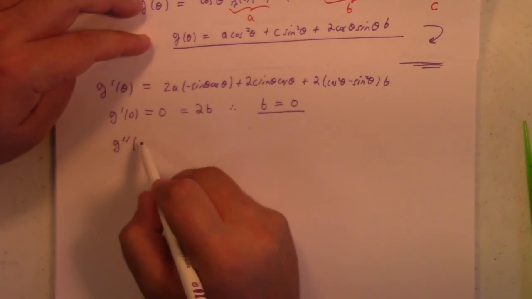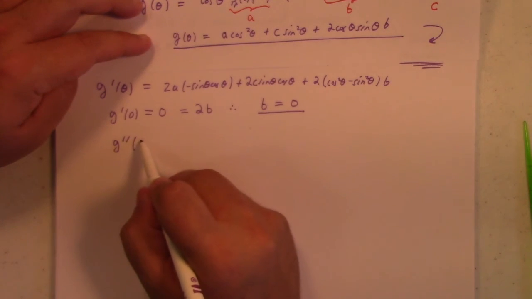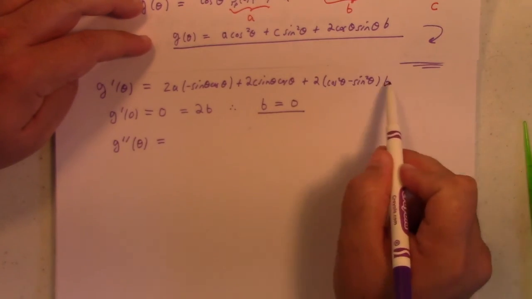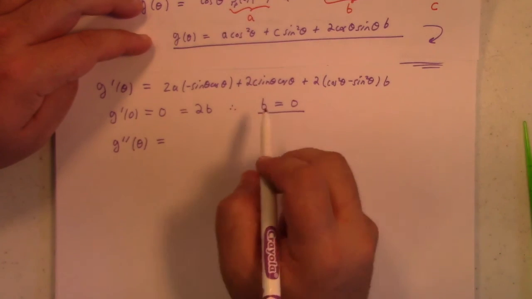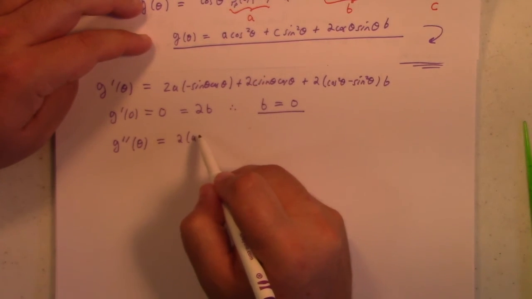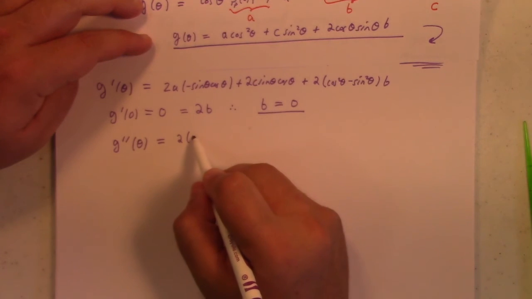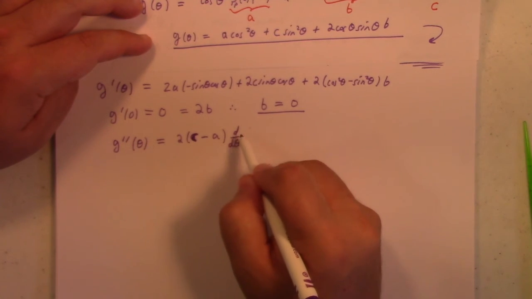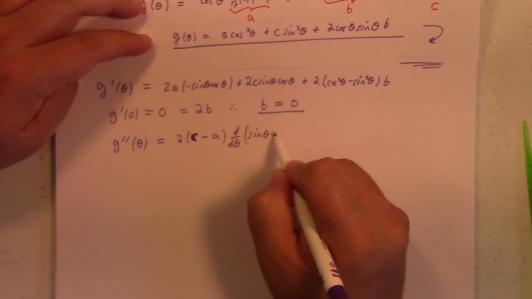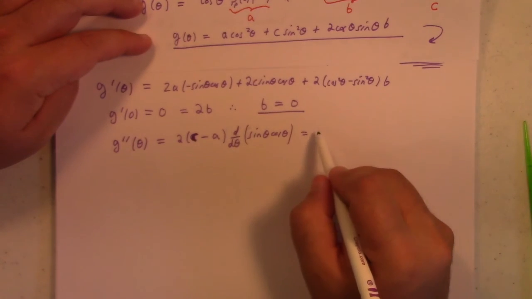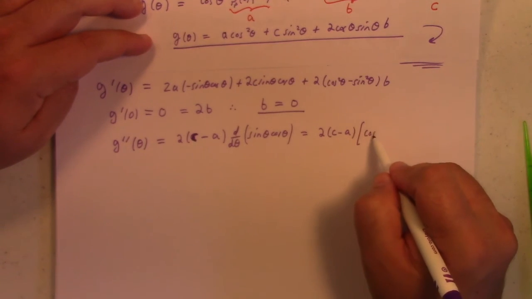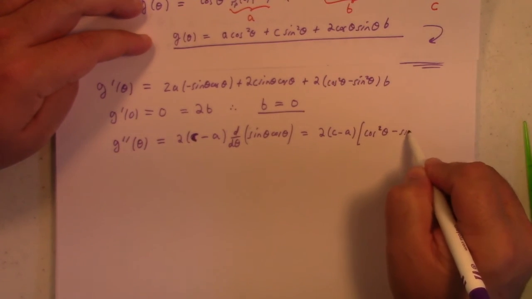G prime prime of theta, well, to start with theta, is what? And I don't really care about this term anymore, I just learned that that's 0, right? So what we have is 2 times, well, fine, 2 times c minus a, and then the derivative with respect to theta of sine theta cosine theta. And so what's that? That's 2 times c minus a, and that gives me cosine squared theta minus sine squared theta again.